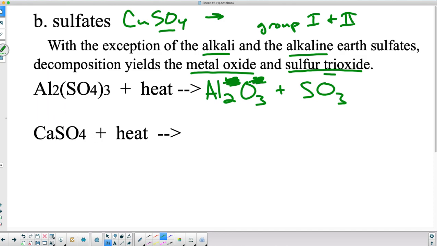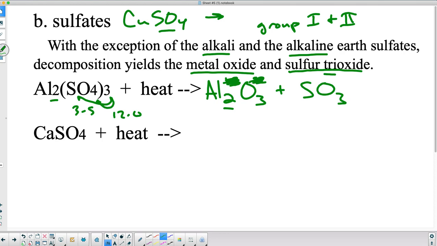2 aluminums on the left-hand side, 2 aluminums on the right-hand side. So we got the same number on both sides for aluminum. I have 3 sulfurs because 3 times 1 is 3 sulfurs, and 3 times 4 is 12 oxygen. So 3 sulfurs and 12 oxygen. What do we have on the right-hand side? Well, here I have 3 plus another 3 is 6 oxygen, but let's do oxygen last.